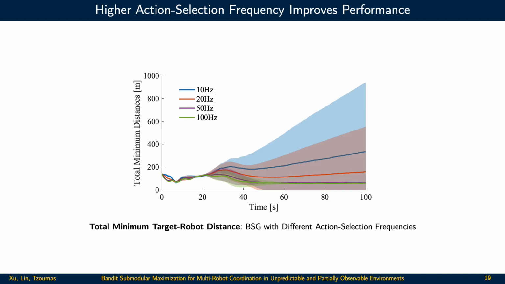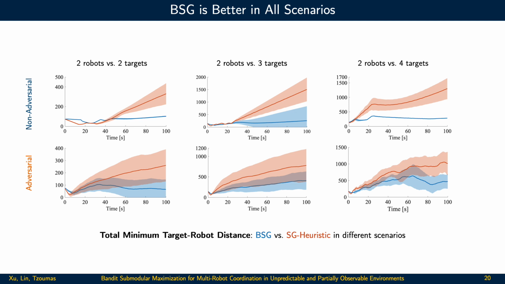The first result shows that a higher action selection frequency improves BSG's performance, enabling a near constant or even decreasing distance from the targets for frequencies of 50 Hz and higher. And compared to the benchmark, BSG is superior, being able to keep constant or near constant distances from the targets in all tested scenarios. The intuition behind this is that BSG looks many steps into the past to determine what would be a next best action, whereas the heuristic looks at only one step back.